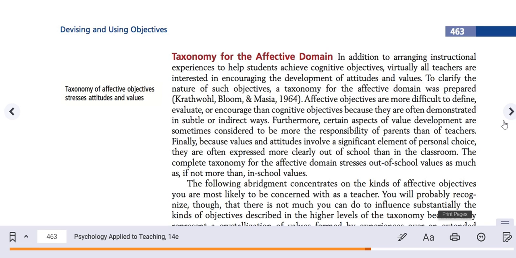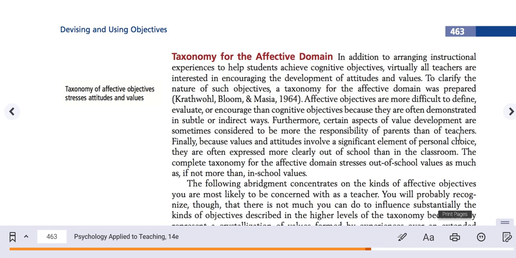Furthermore, certain aspects of value development are sometimes considered to be more the responsibility of parents than of teachers. Finally, because values and attitudes involve a significant element of personal choice, they are often expressed more clearly out of school than in the classroom. The complete taxonomy for the affective domain stresses out-of-school values as much as, if not more than, in-school values.